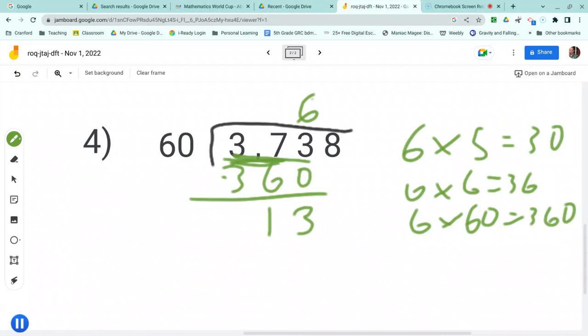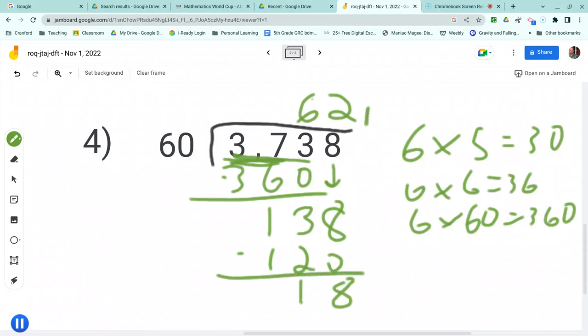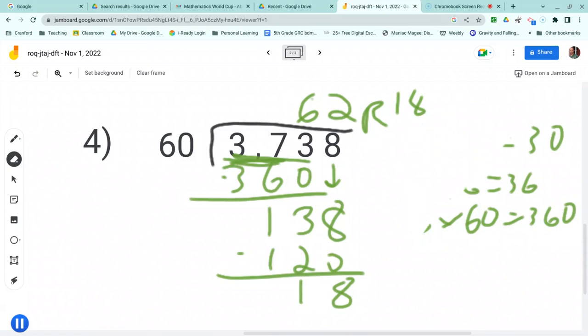Good. Is 13 less than 60? It is. Check, check, check, check. Next step is to bring down our 8. Brought it down. 60 times 2 is 120. We'll do this. And we have a remainder of 18. Looks splendid. I hope you guys did really well.